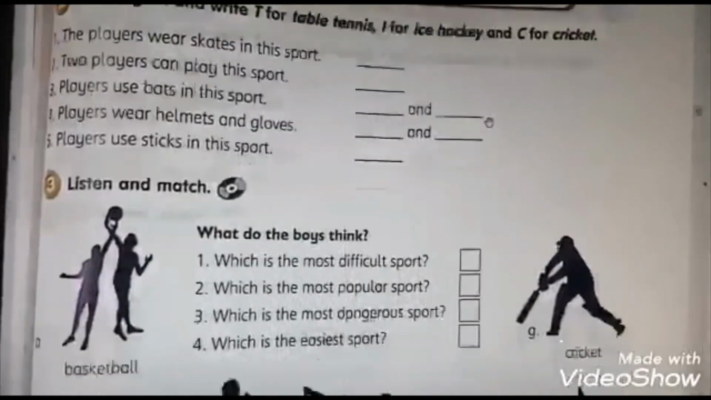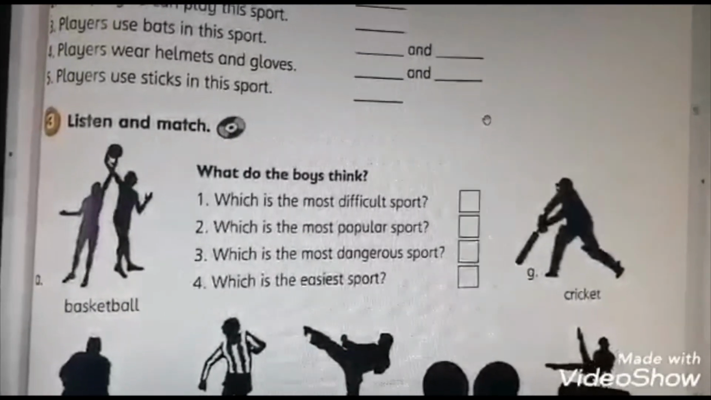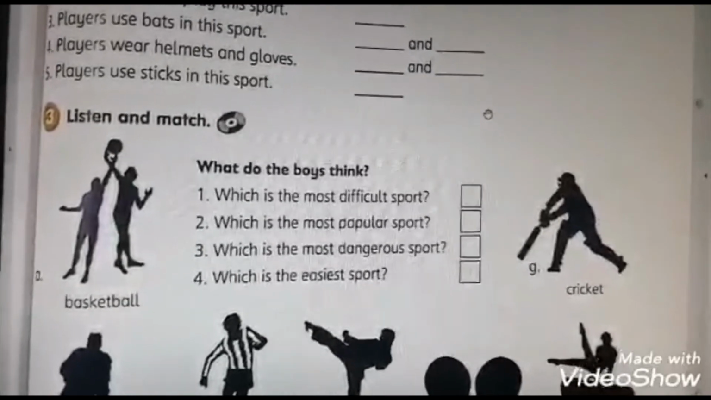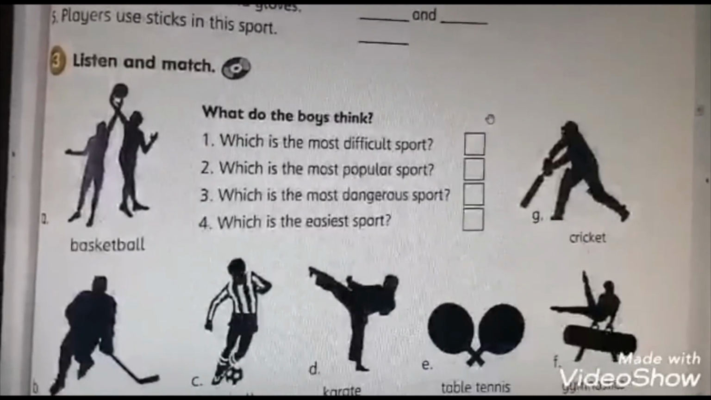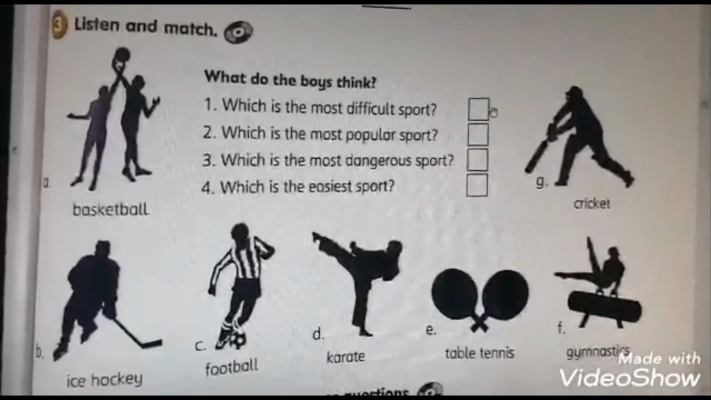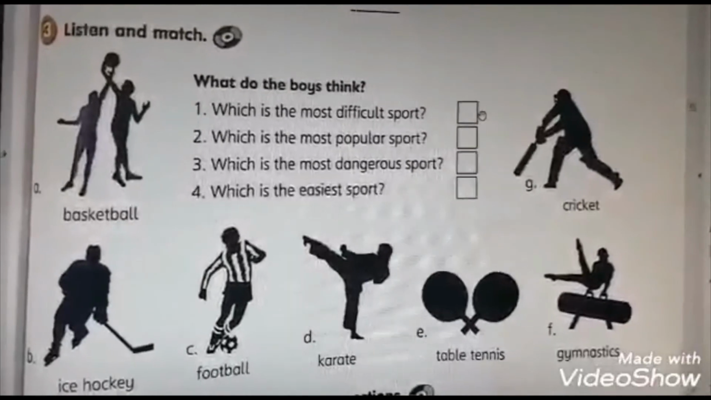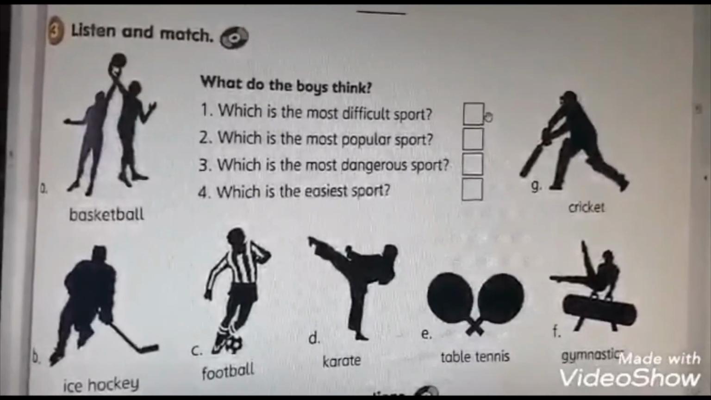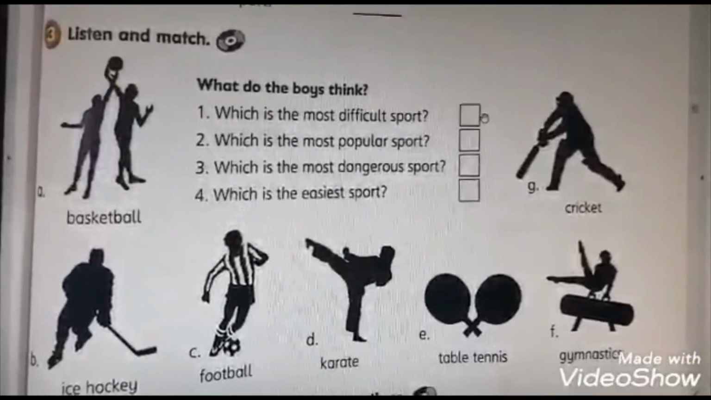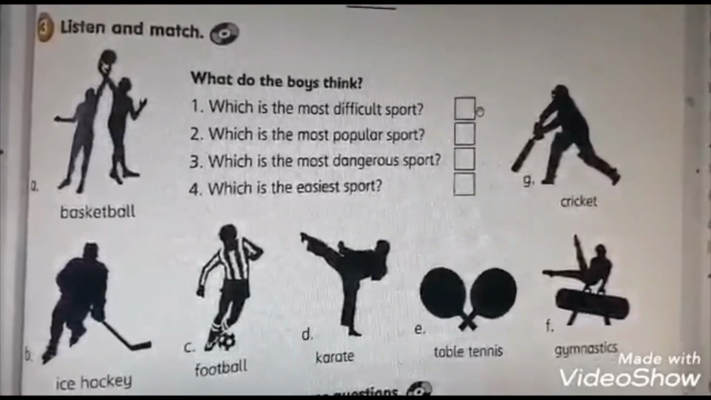Listen and match. Look at activity 3. I'm going to play a CD here. You are going to listen about different sports. As you can see: A, basketball; B, ice hockey; C, football; D, karate; E, table tennis; and F, gymnastics. What do the boys think?